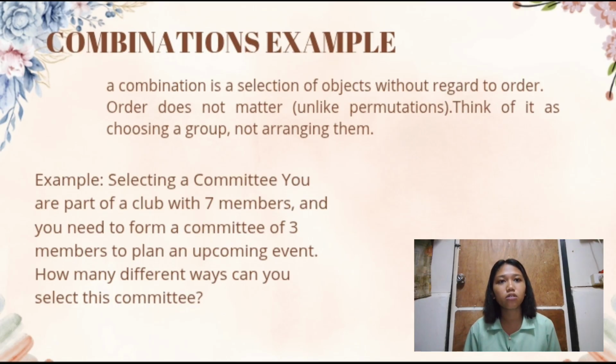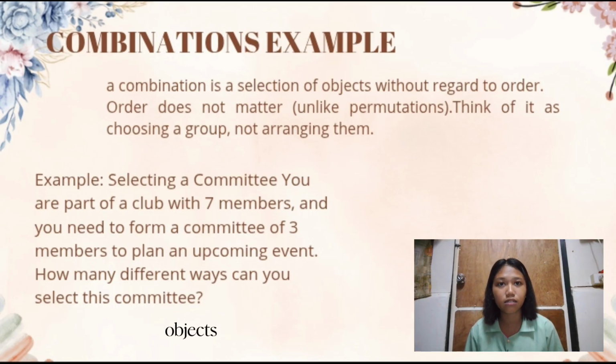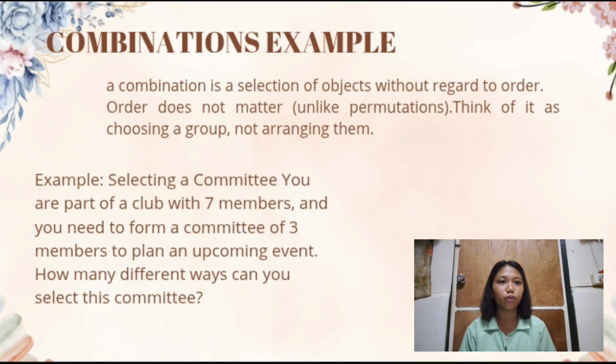In these examples, combinations are used to find the number of ways to select a group of objects or members from a larger set without considering the order in which they are selected. So the result is the total number of unique combinations for forming the committee.